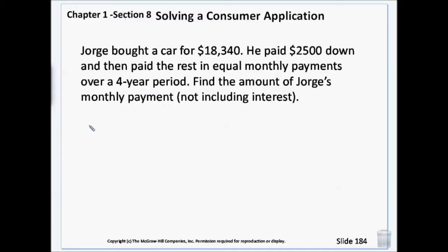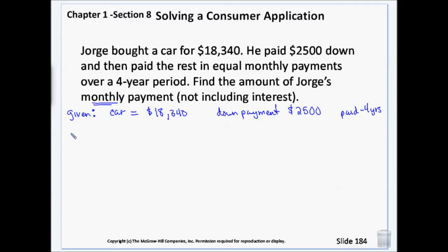Okay, so first let's look at the information. Here's what's given to us. The car is $18,340. The down payment is $2,500, and he paid for 4 years. Okay. And we want to find out how much his monthly payments are. So we want to know monthly payments.